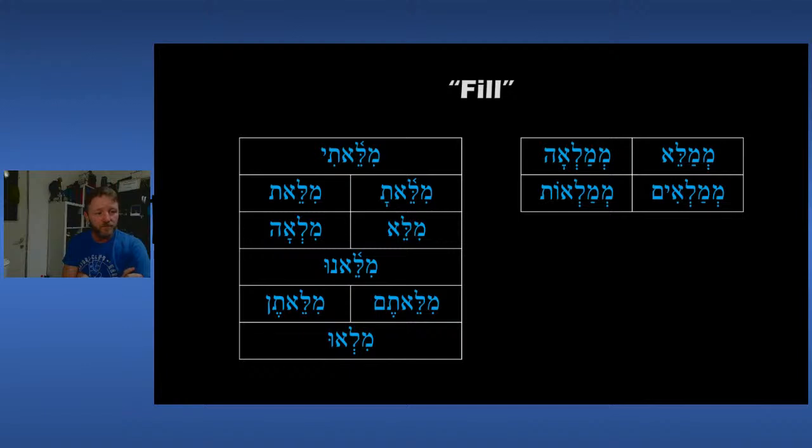Mileti. See, the taf is soft with no dagesh because the aleph is not counted as a consonant. Mileta, ata mileta, at milet. Notice here the dagesh is missing, and therefore also the shva underneath it is missing because the taf is not doubled. It's not hard because of the aleph.